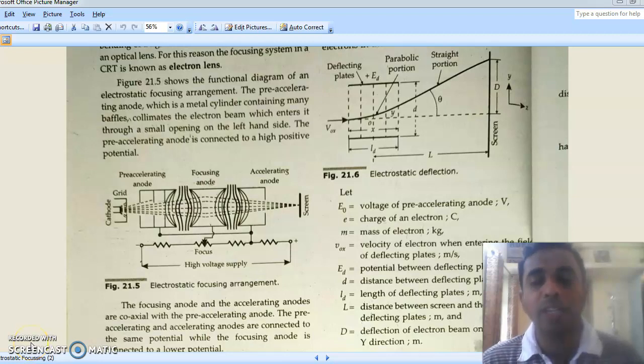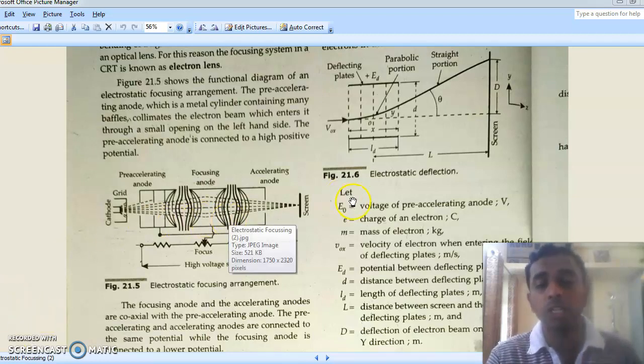So good morning. Today we'll see what is electrostatic deflection. Until now we have seen what is happening in the electron gun, and then we discussed in detail what is done in the focusing anode. We have seen that if there are no deflection plates, with the effect of the electron gun, pre-accelerating anode, focusing anode and accelerating anode, the electron beam will certainly hit at the center of the screen, and that is evident here also.